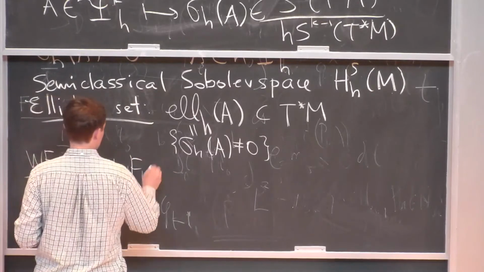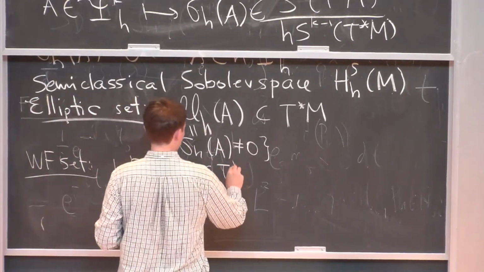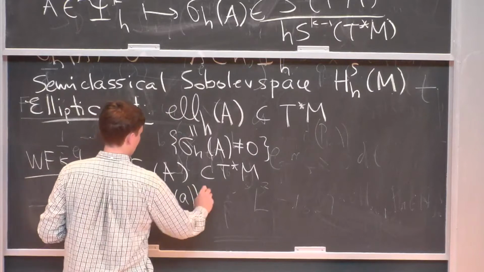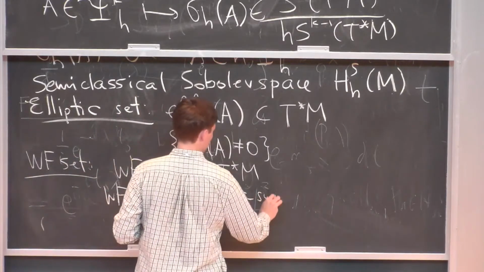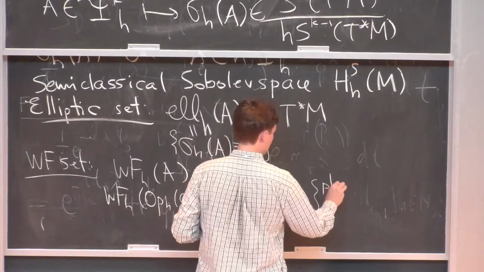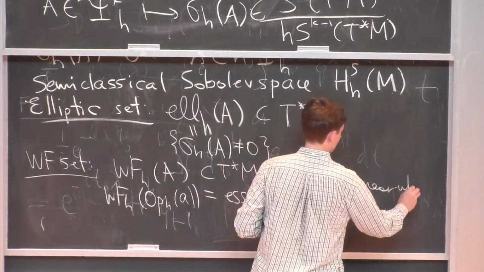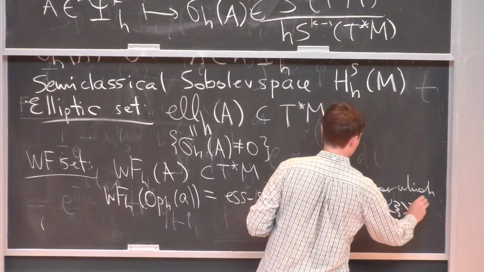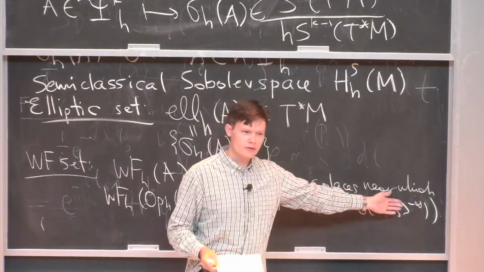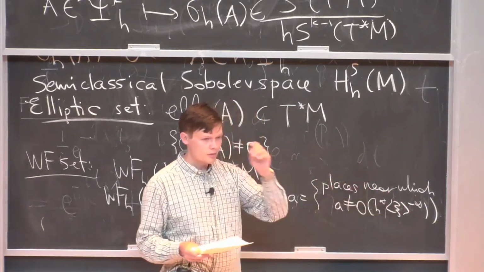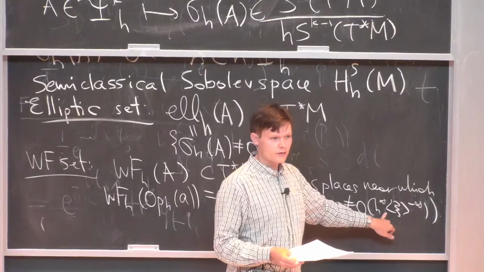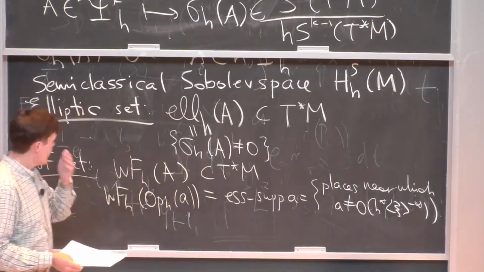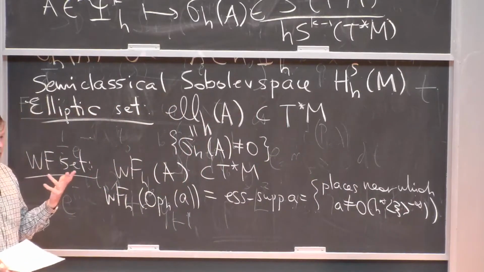The wavefront set WF_h(A) is also in T*M. Morally speaking, the wavefront set of a quantization of some symbol is the essential support of the symbol. And this is the set of places near which A is not in h^infinity Psi^{-infinity}. So without the h, the wavefront set is a conical set that just tells you directions such that there is no conical neighborhood of this direction in which the symbol decays rapidly, so faster than any power of the frequency. Here I also add the power of h. And both of these are actually not just subsets of T*M.